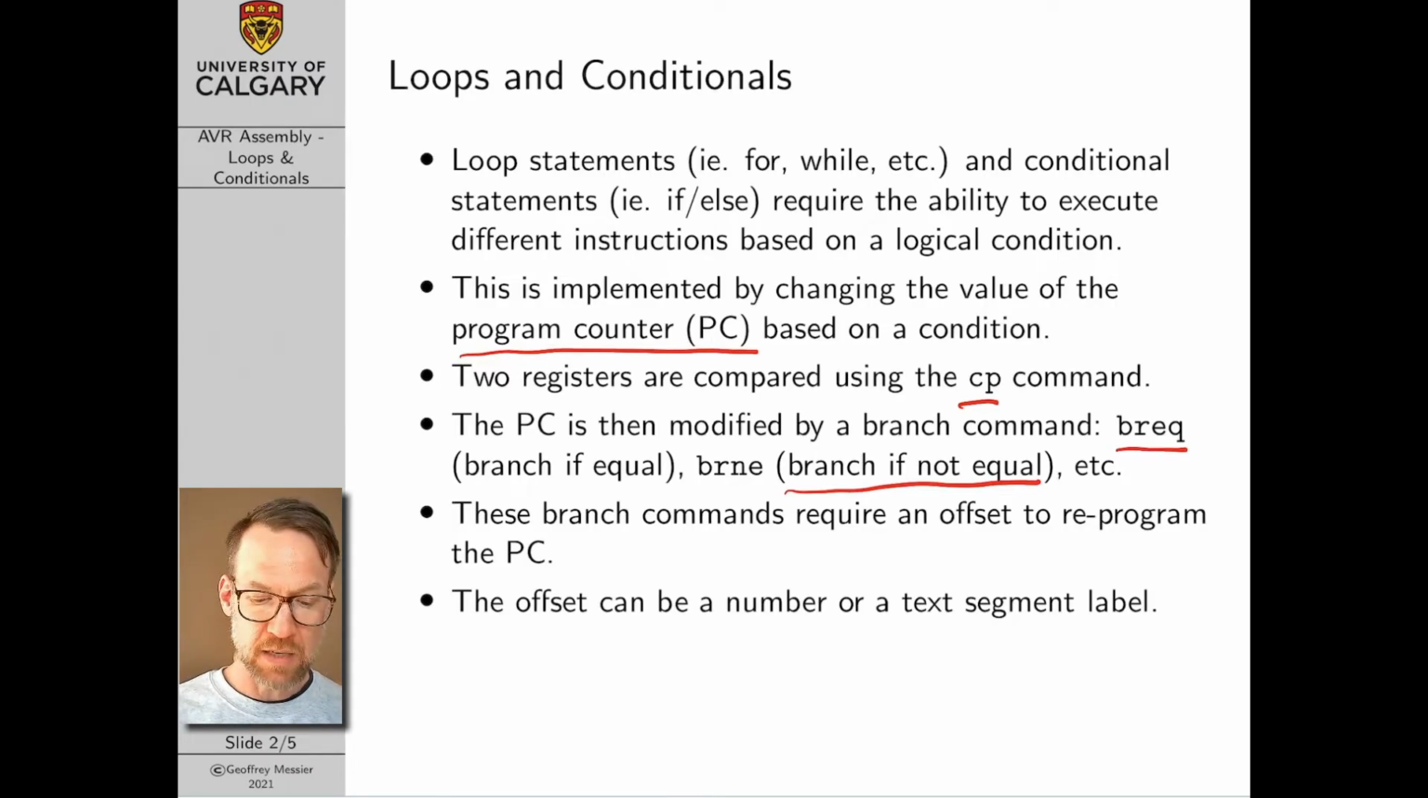Now this offset can be a number, so you can literally follow a branch equal statement with a number like positive 10 or negative 20. Or you can use a text segment label. And remember, a label is an alias for a location in memory. We've seen labels used in the data segment. Now we're going to use them in the text segment.